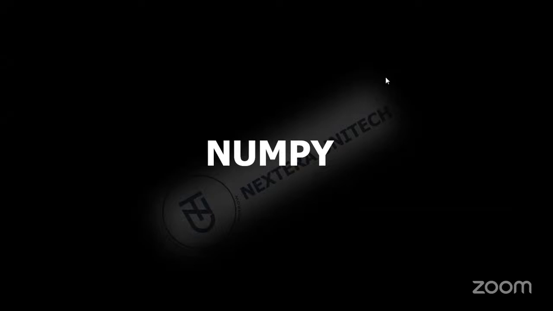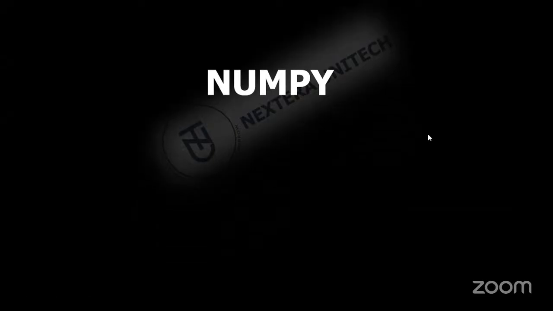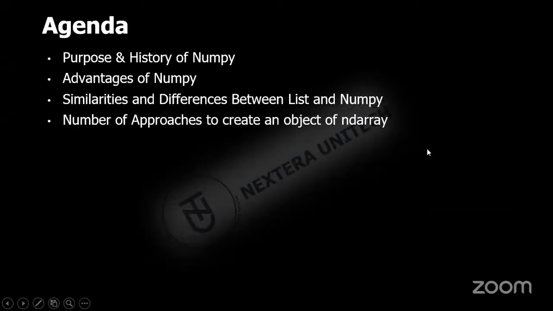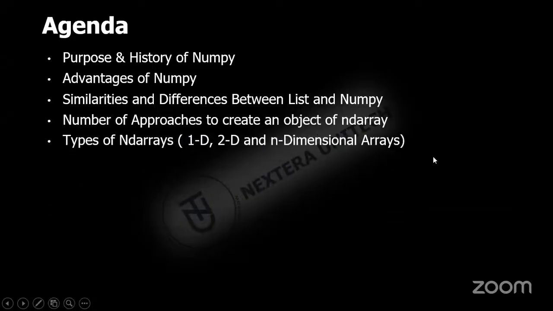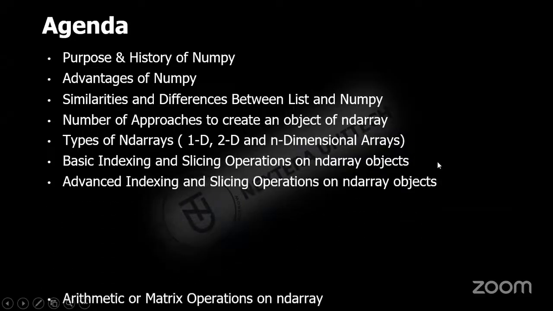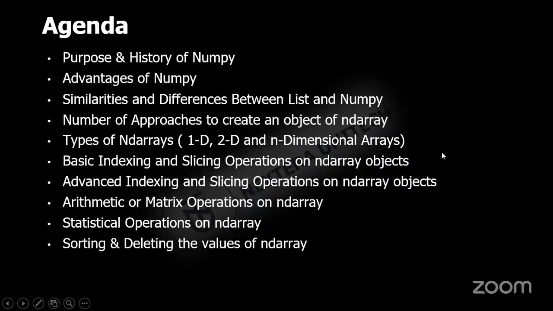So we have started understanding the concepts of NumPy, right? In the last class, we understood what exactly is NumPy and the history of NumPy. And we have also understood the advantages of using NumPy. Why do we use NumPy? What exactly are the advantages? Right? Next to the advantages, we have understood the similarities and the differences between the traditional list and NumPy arrays. We have understood both the similarities and the differences.